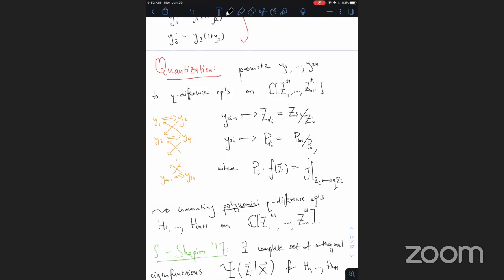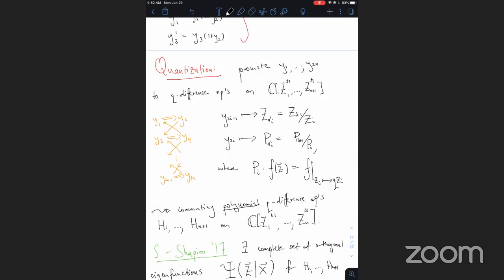Right. So okay, how does this quantization work? Well, we are going to promote each of these toric coordinates y1 up to y2n to a certain Q difference operator on this ring of Laurent polynomials in the Z variables, of which there are n+1, one more than the rank of the group. And the way it works is very simple.